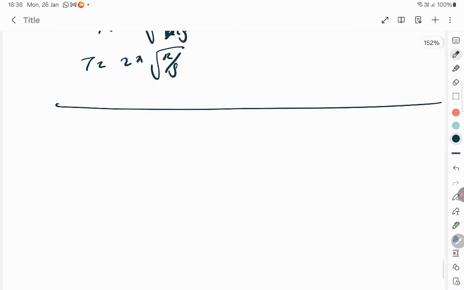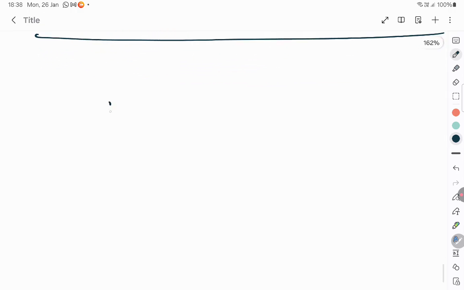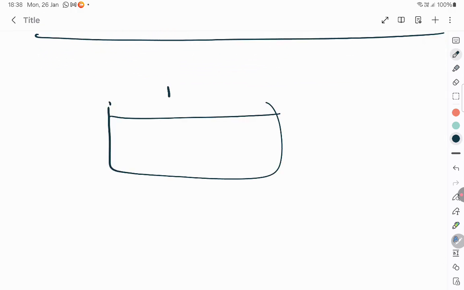Okay, the next derivation is about the cork. You have a beaker which consists of water, and you have a rubber cork. You have a cork here. Let's consider that the entire height of the rubber cork is h, and the distance to which it is under the water, let's call this distance y.